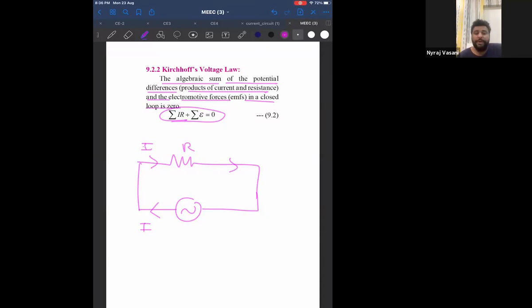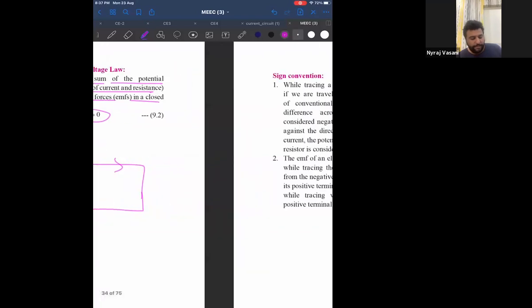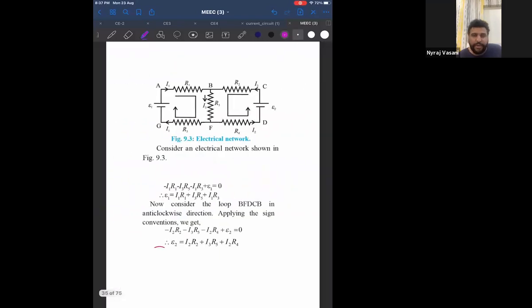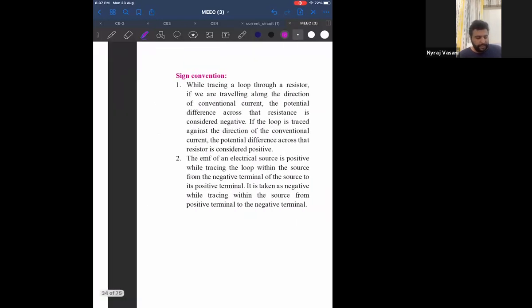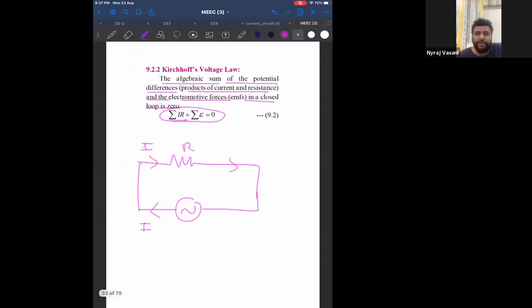Good. Now, summation IR plus summation E is equal to 0. That means sum of all the voltages is 0. Easy. Looks easy. Now I will show you how to apply it over here. Then you will tell me it is not easy, but actually it's very easy. So full year you will tell me it is not easy. Full year I'll tell you it is easy. But who has to answer the exam? You. So for you it should be easy.